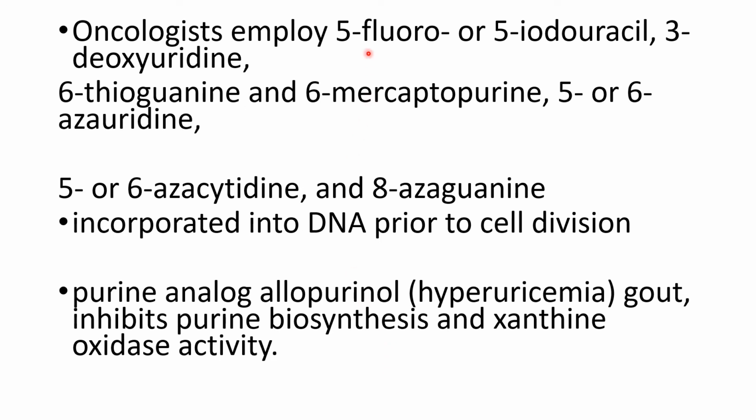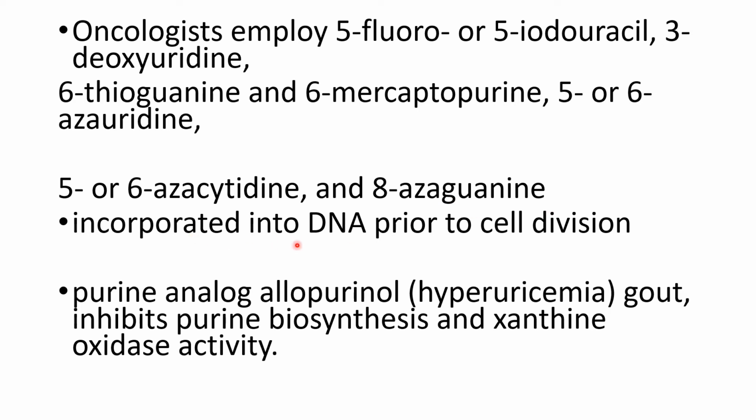Oncologists employ 5-fluorouracil or 5-iodouracil or 3-deoxyuridine. There are different types of analogs: 5-fluorouracil, 5-iodouracil, 3-deoxyuridine, 6-thioguanine, 6-mercaptopurine, 5 or 6-azauridine. These are the names of different synthetic analogs. Or 5 or 6 azacitidine, or 8-azaguanine.